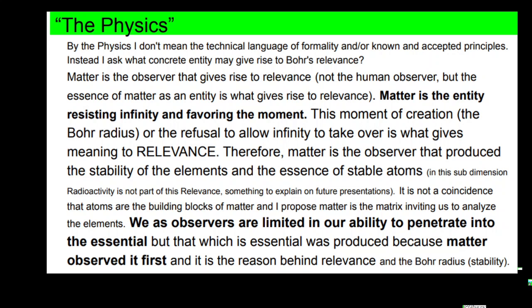Matter refuses to allow infinity to take over. Matter is the observer that produces the stability of the elements and the essence of stable atoms. Obviously, I'm ignoring radioactivity for now, not a part of the subdimension I'm discussing, because relevance is a subdimension. So my take is there are different subdimensions, not necessarily space and time. Space and time are really broad dimensions made of smaller dimensions, if I may call them that.